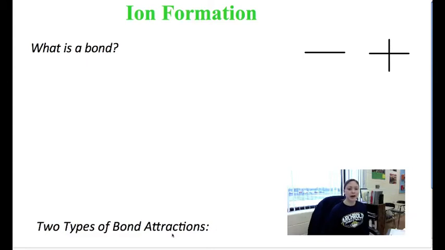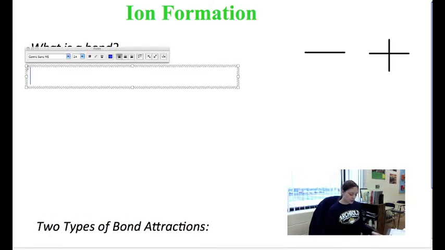Okay, this video is over ions, what they are, and then how ions form. Alright, so the first thing we'll look at here is what exactly is a bond. And you should know this from the previous video, but we're going to write it down again to make sure that you do. Okay, a bond is just the force that holds two atoms together.